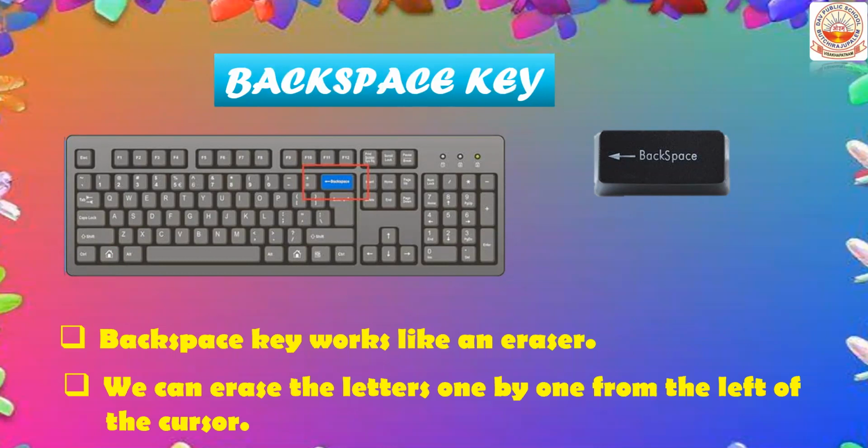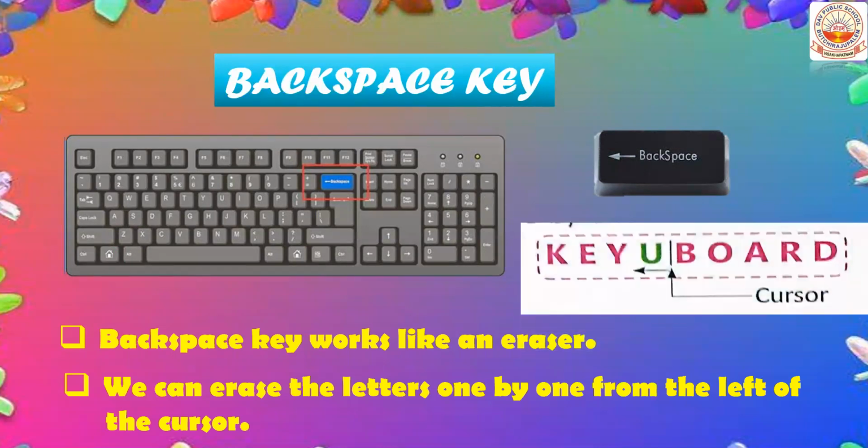So one by one, if you press one time, only one letter will be erased. Okay, children. See, you can see this example. Suppose you have typed the spelling keyboard. So by mistake, you have typed U. So you want to erase U.